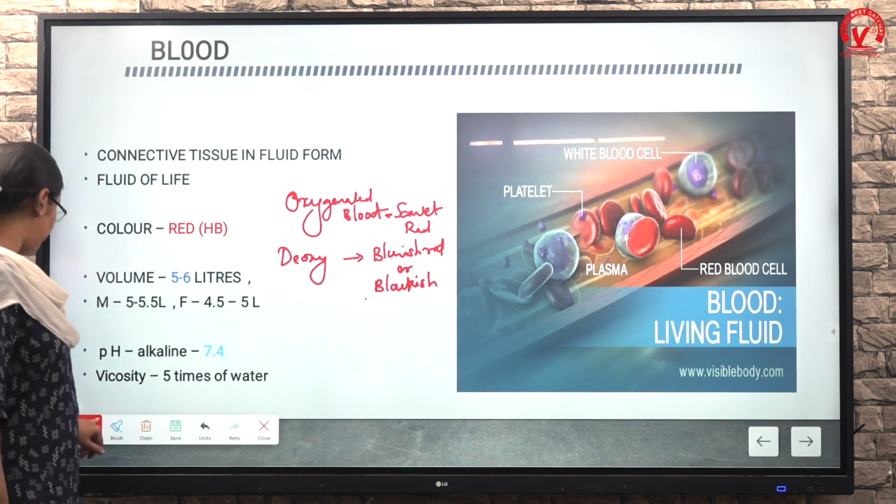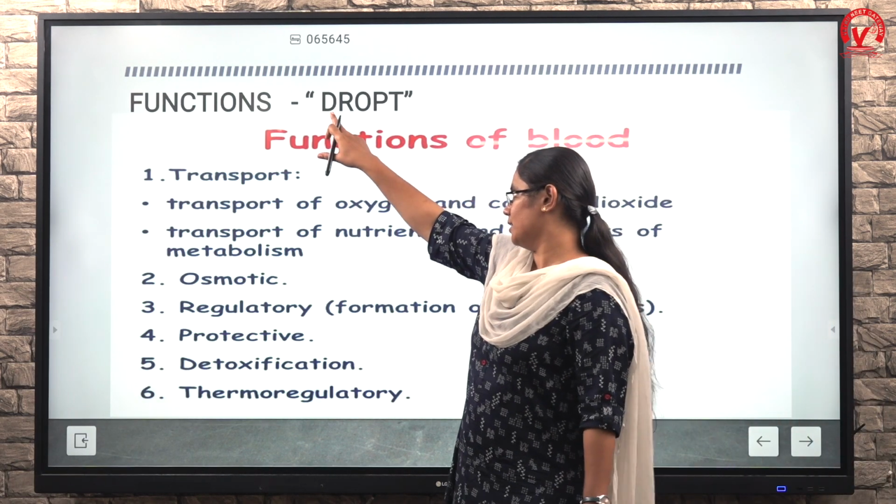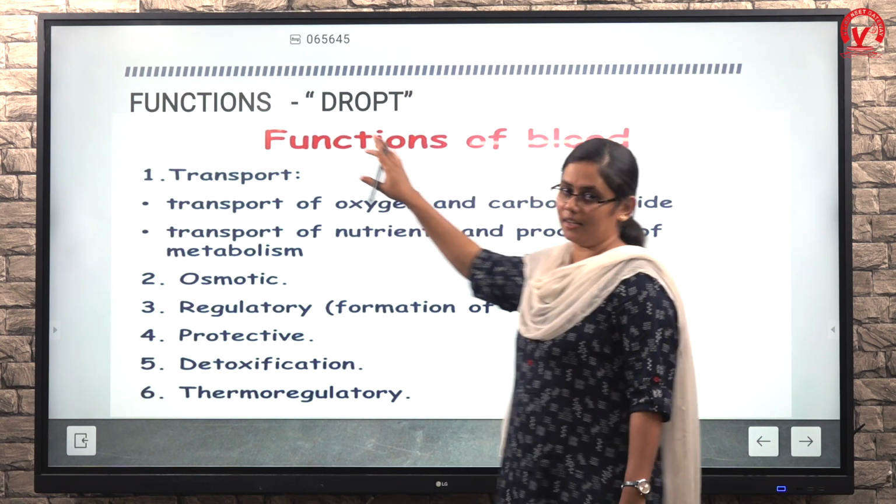So going to the next slide. So coming to the functions of blood. I have written a mnemonic for the functions of the blood, DROPT. So let's decode the mnemonic.